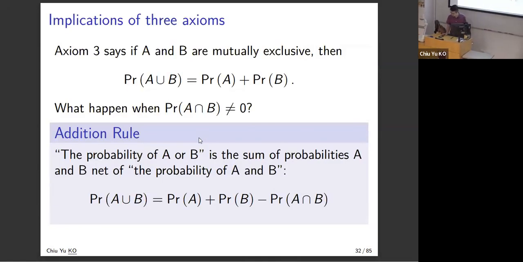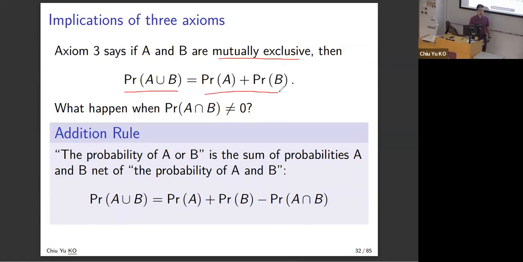Now we have this rule we call the addition rule. This rule relates what we call AND and OR, so how we do intersect and union. A union B: by the axiom, if they're mutually exclusive, you can just add them. That is what the axiom said. If they can't happen at the same time, just add.